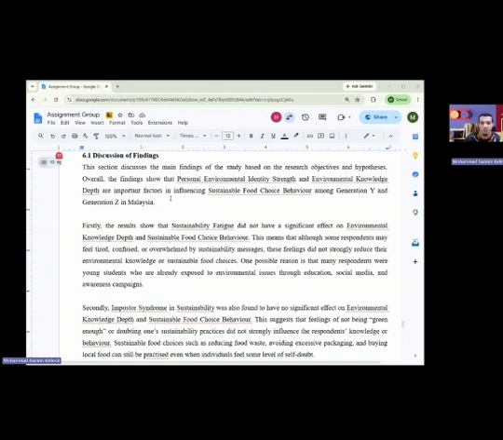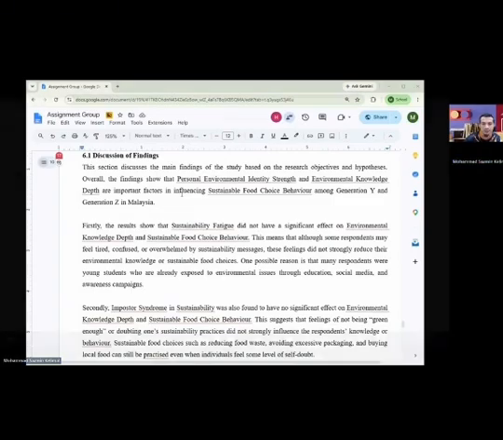Secondly, the findings also show that imposter syndrome in sustainability did not have a significant effect on environmental knowledge and sustainable food choice behavior. This means that feelings such as not being clean enough or doubting one's sustainability practice do not strongly influence the respondent's knowledge or behavior. For example, even if a person feels unsure about whether they are doing enough for the environment, they may still practice simple sustainable food choices. This includes reducing food waste, avoiding excessive packaging, and buying local food.